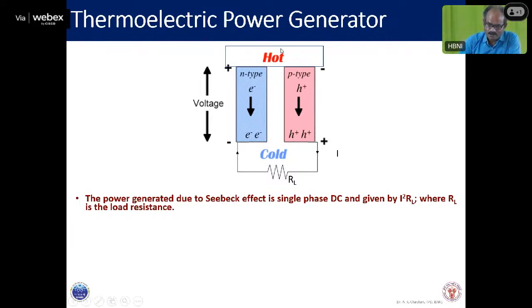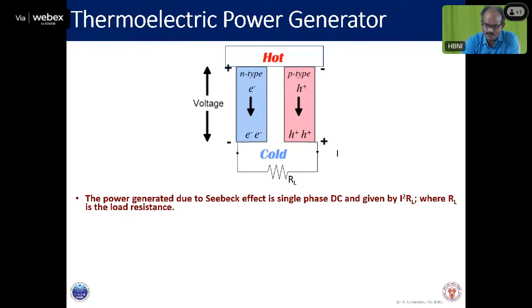So a typical thermoelectric generator has a hot and cold end. In n-type, electrons flow, in p-type, holes flow from here. So you get holes here, electrons here, and they go through the external circuit and through this load. The power generated due to the Seebeck effect is a single phase DC and is given by I square RL.